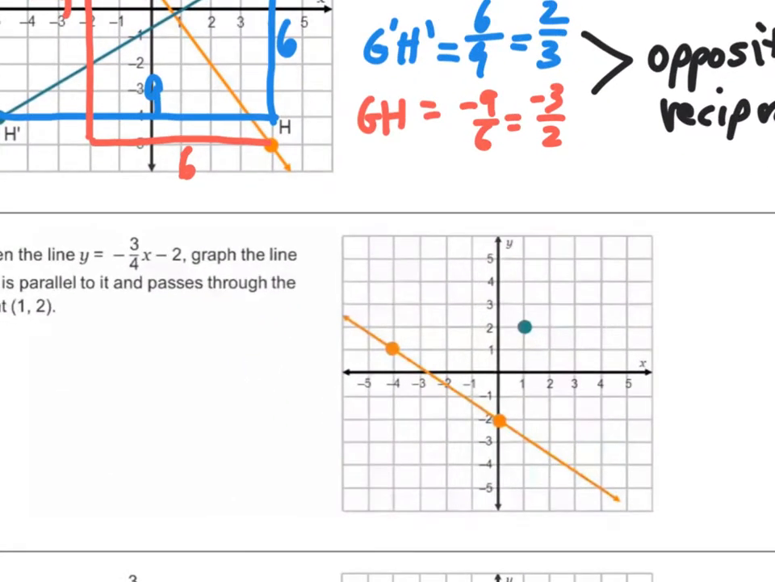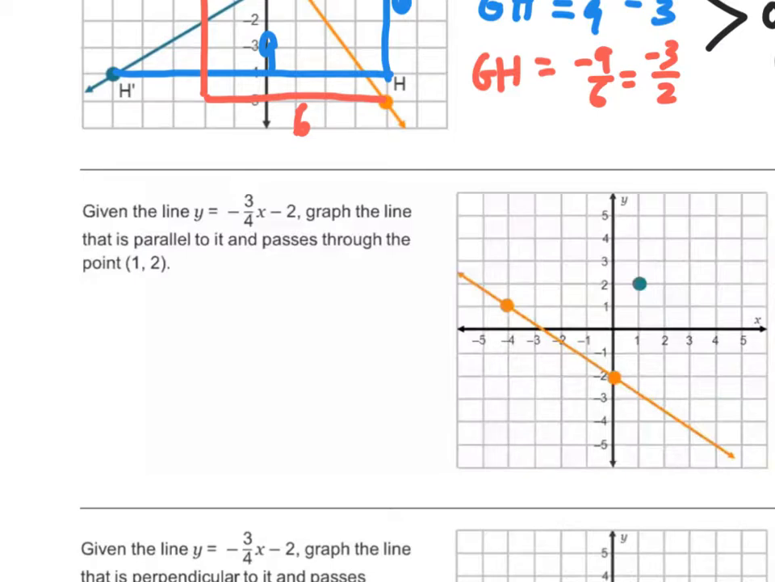Okay, so now, given the line y equals -3/4 x minus 2, we want to graph the line that is parallel to it and that passes through the point (1, 2).